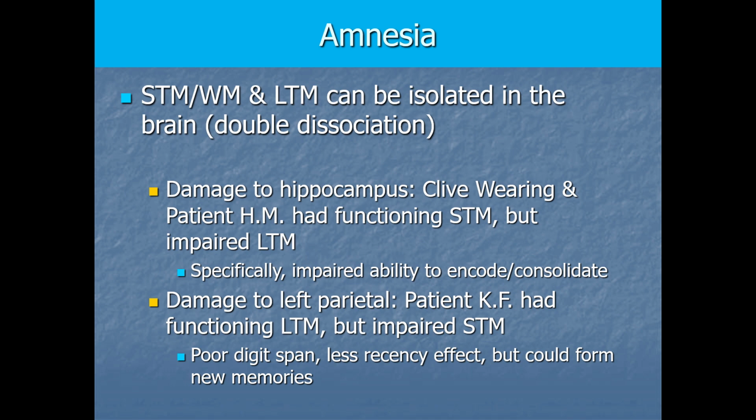So together, sets of patients like this help us confirm that these are in fact distinct systems, even at the neural level, and that's led to a lot of further work by cognitive neuroscientists that investigates the biological basis of things like working memory and long-term memory and how they're distinct in the brain.